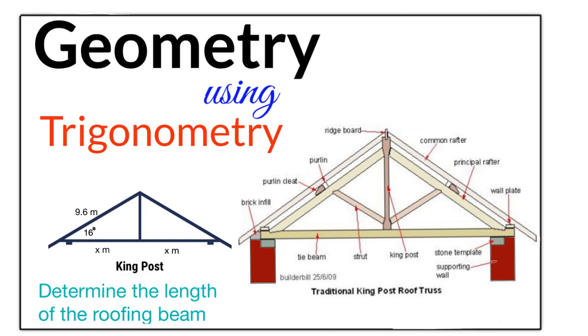The sketch on the left-hand side is just a simple representation so that we're not bothered with all the other rafters and purlins and ridge boards. So this is going to be the beam that we're wanting to find the size of.